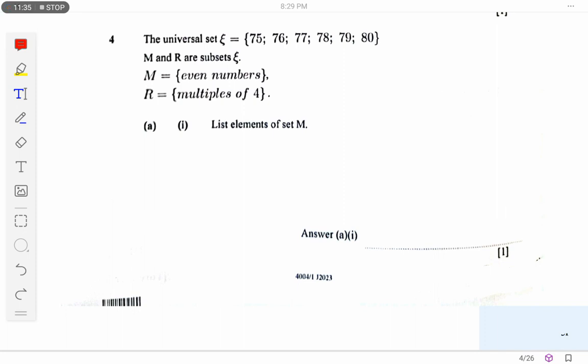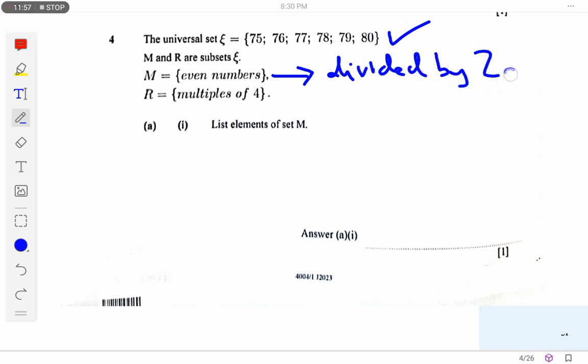The first question is saying list elements of set M. Okay, so we have our universal set, which is 75, 76, 77, 78, 79, and 80. Then the first M there is even numbers. So these are numbers that can be divided by 2 only. Okay, those are even numbers. Then multiples of 4, these are numbers that can be divided by 4 there. Okay, so let's write those.